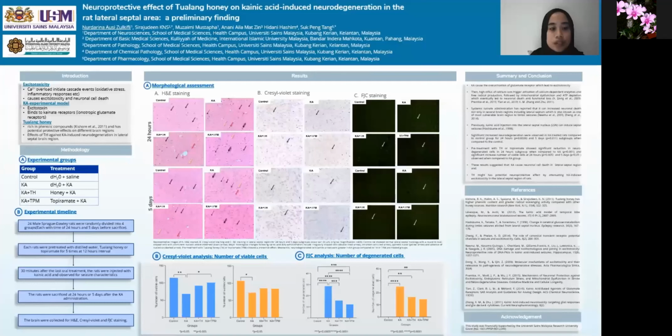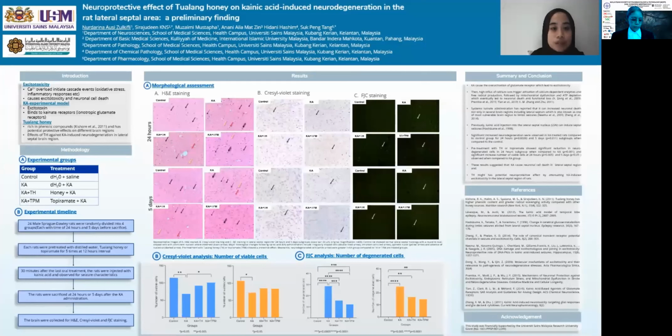Based on the study, the rats were randomly divided into 4 groups, and each was treated 5 times at 12-hour intervals. 30 minutes after the last oral treatment, the rats were injected with kainic acid and observed for seizure characteristics. The rats were sacrificed at 24 hours or 5 days after kainic acid administration.